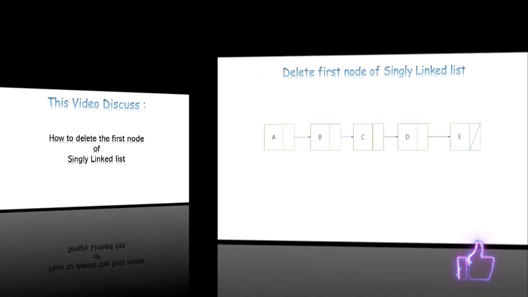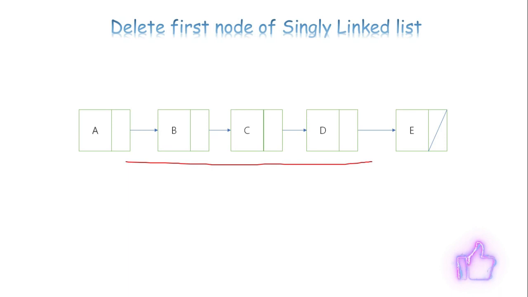This video discusses how to delete the first node of a singly linked list. Suppose we have a singly linked list like this that has elements A up to E, and the first node is pointed to by a pointer with the name head here.